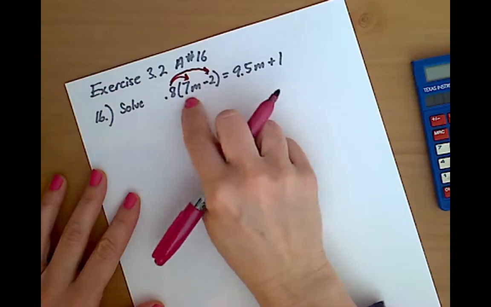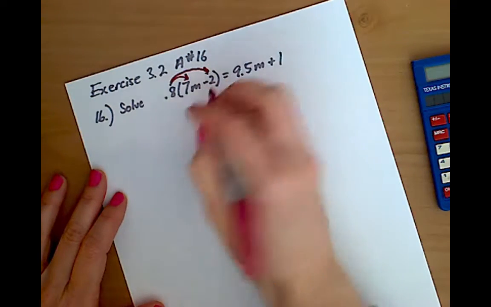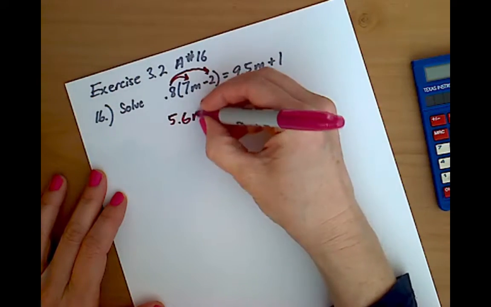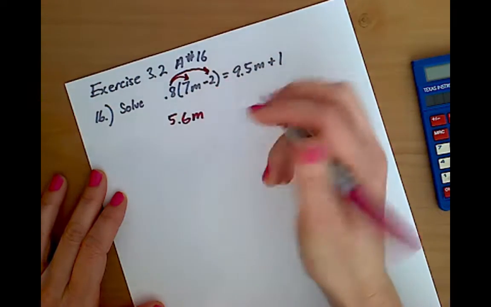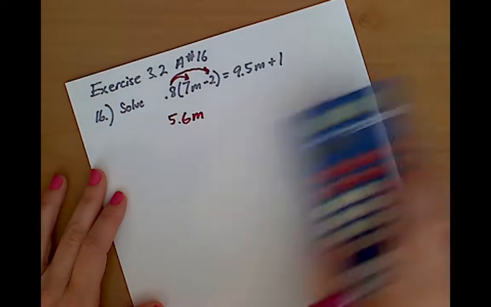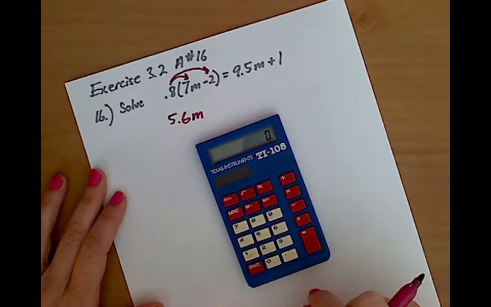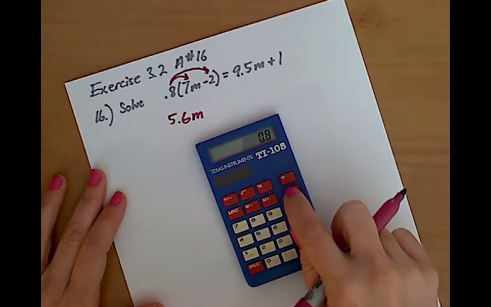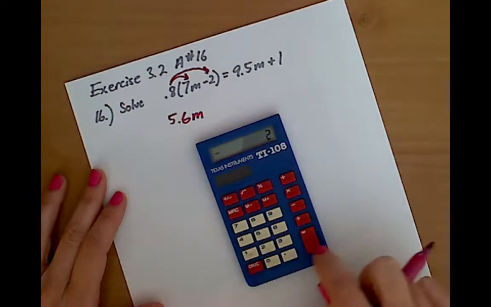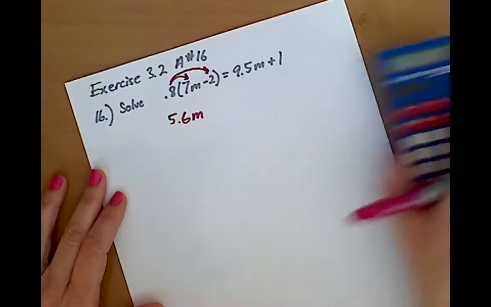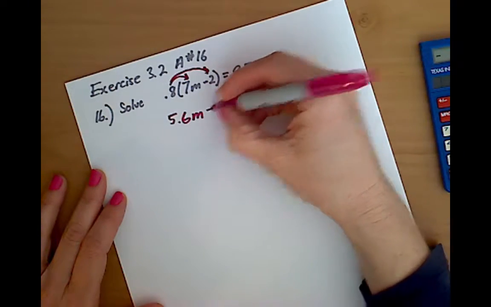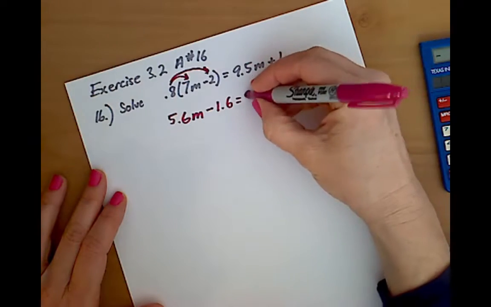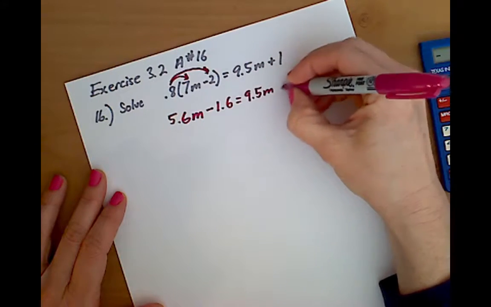All right, so we're going to multiply this by everything on the inside. So we're going to multiply 0.8 times 7, which gives us 5.6 times m. And then 0.8 times the negative 2, that's going to give us negative 1.6. I'll show you on here. 0.8 times 2, change that to negative, and you get negative 1.6. Okay, so minus 1.6. And then everything over here is the same. I haven't changed anything on the right-hand side.